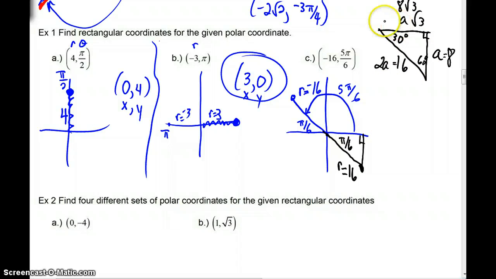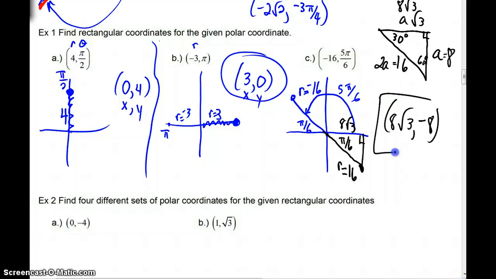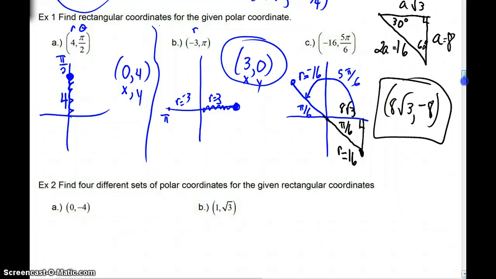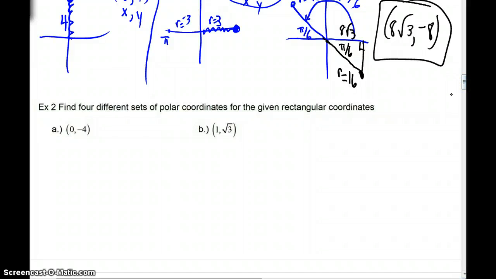So we can see that we're moving 8 root 3 units to the right. We're going to move down 8 units. So that's where our rectangular units are located. Very quickly, let's take a look at (0, -4). Well, they want 4 different sets of polar coordinates. In other words, we are starting with rectangular. 0, -4 means don't move right or left any. Just go down 4 steps. And this is where our point is located.